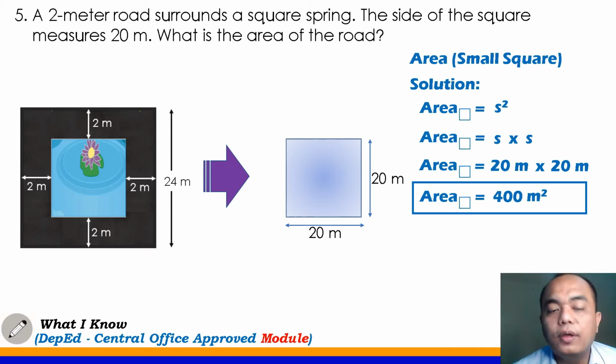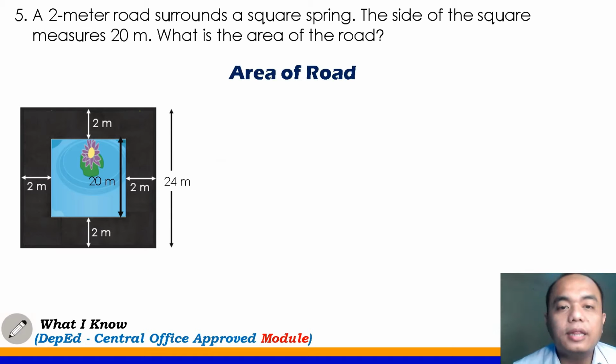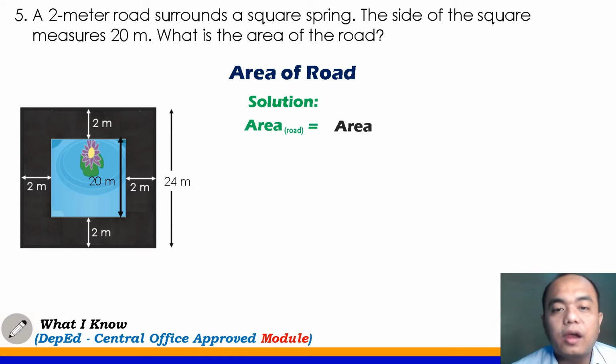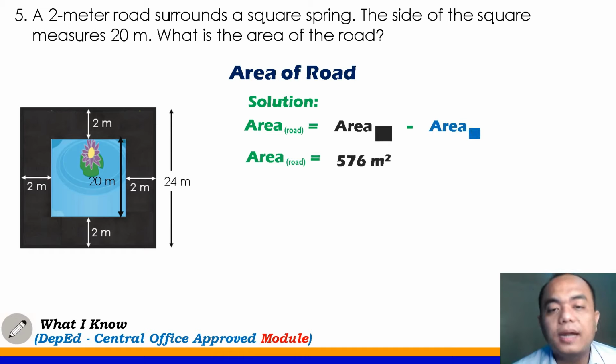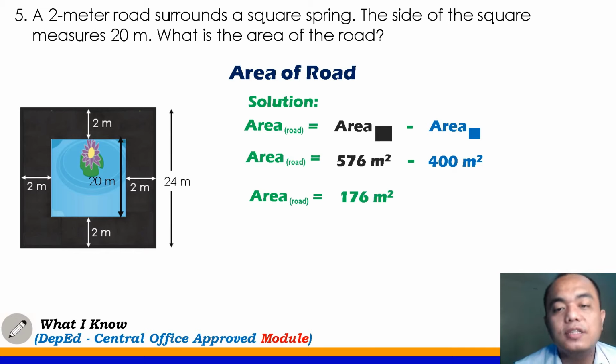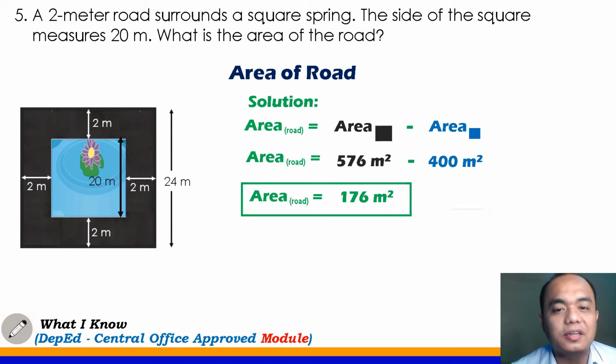Since nag-overlap yung figures natin dito, we will have subtraction. So to get the area of the road, that is the shaded part ng ating figure there, the area of the road is equal to the area of the big square minus the area of the small square. So isa-subtract natin yung 576 square meters sa 400 square meters. After that, we'll get the difference of 176 square meters. So this is now your final answer. And this is the area of this road here that surrounds our square spring.